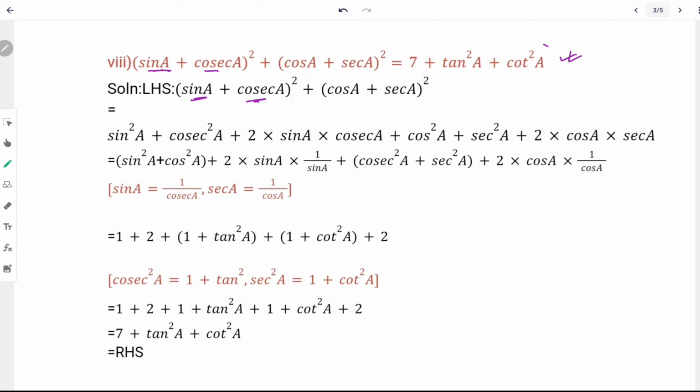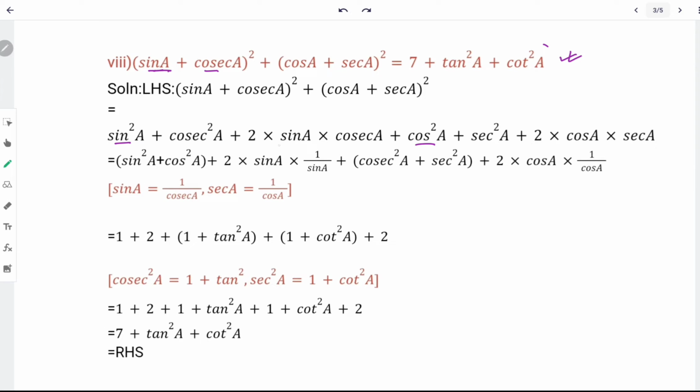A plus b the whole square. Same thing again, a plus b the whole square. So what is the formula? A square plus b square plus twice a b. Just expanding it using the formula, right? So once we've expanded, I'm going to keep this sine square a and this cos square a together. Why? Because we already know that sine square a plus cos square a gives us 1.